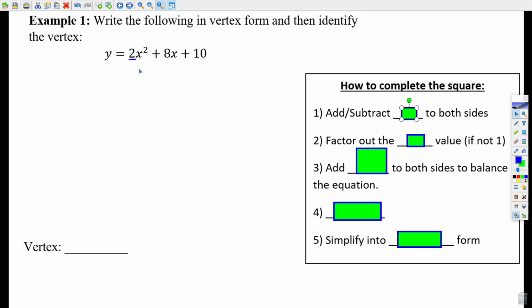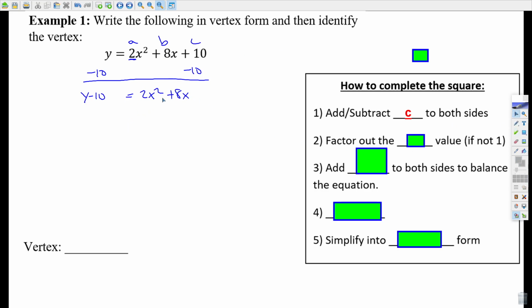So the first thing we have to do, like we did before, is label a, b, c, and bring over the c value. So the first step is to subtract c from both sides. In this case, I'm going to minus 10. So you have y minus 10 equals 2x squared plus 8x.